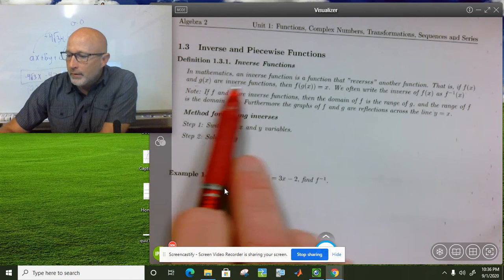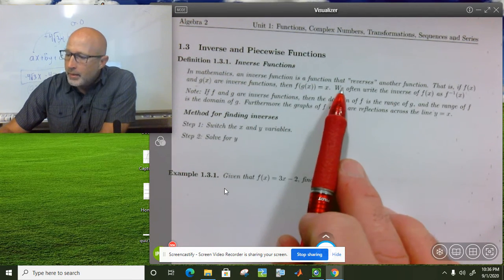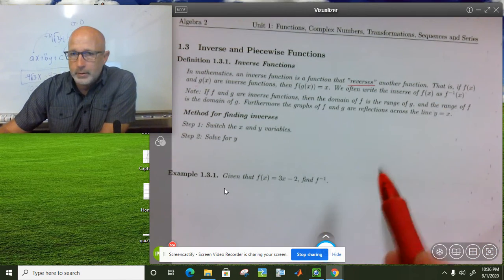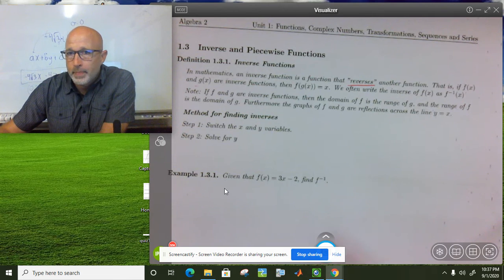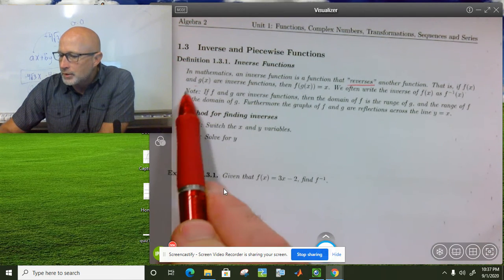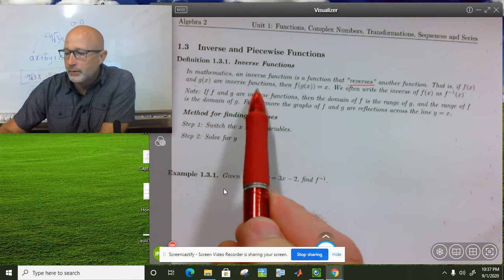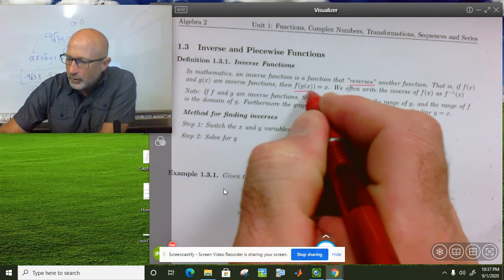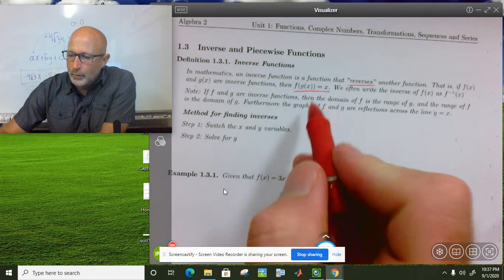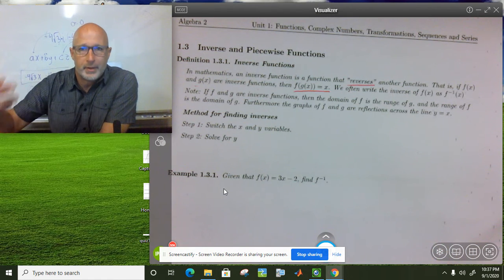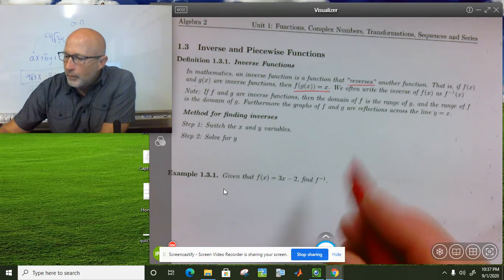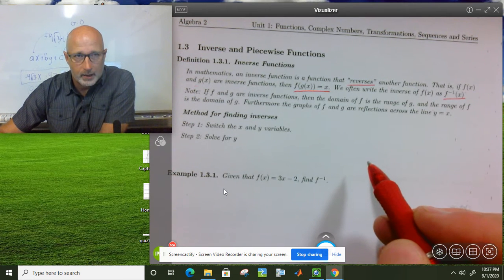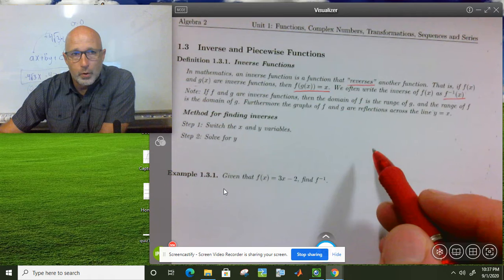In mathematics, an inverse function is a function that reverses, that's the important word to remember there, another function. It undoes another function. That is, if f of x and g of x are inverse functions, then f of g of x is equal to x. I know this doesn't make much sense to you, but all this means is if you were to plug in x, you're going to get out that same value. Now, we often write the inverse of f of x as f to the negative first of x. That's important to understand.